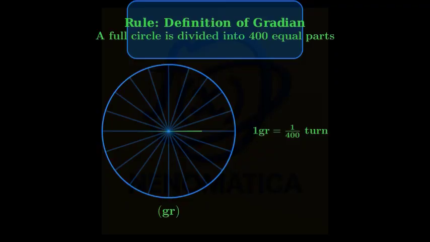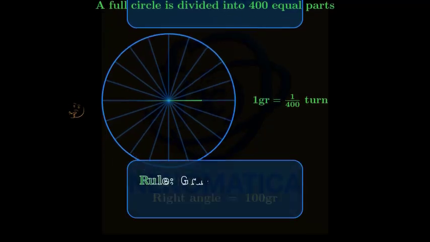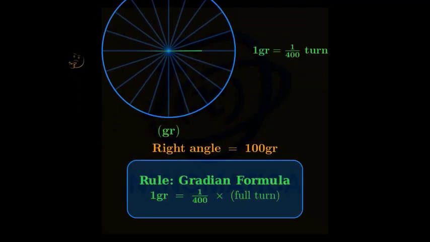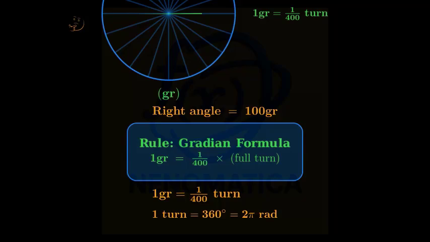Quick challenge. How many gradians are in a right angle? Think before answering. The answer is 100 gradians. Step 3b, the formula. We place a rule box with the formula 1 gradian equals 1 over 400 of a full turn. We also remind that a full turn equals 360 degrees equals 2 pi radians.